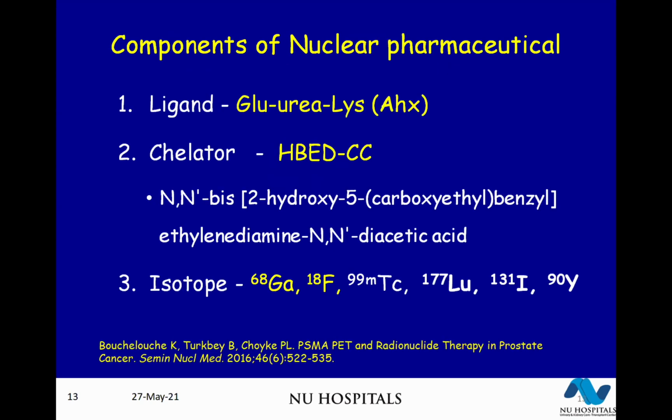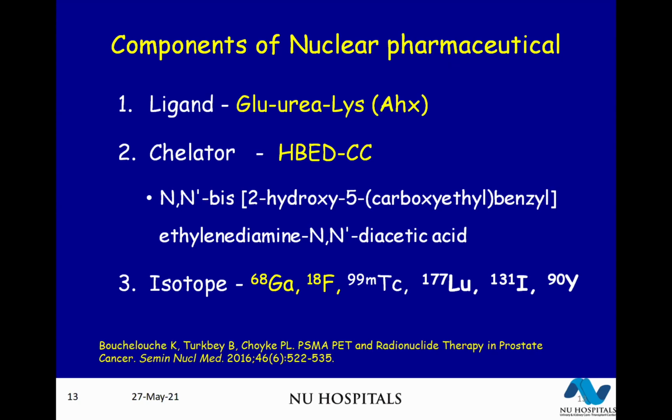Hence, we came towards the new radio tracer materials, which I will show you here. So this is the component which we have in a nuclear pharmaceutical. As I described, we have a ligand, a chelator should be there, and an isotope.